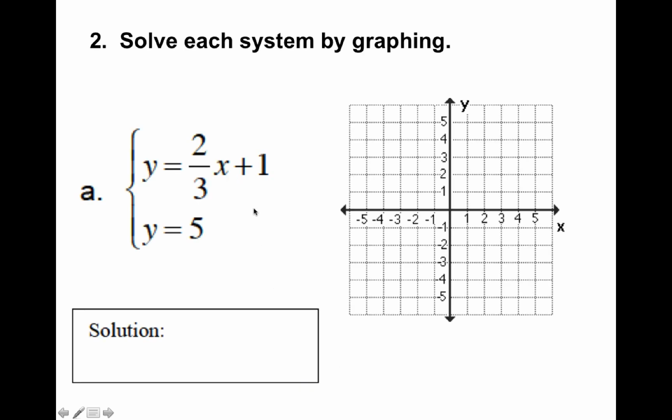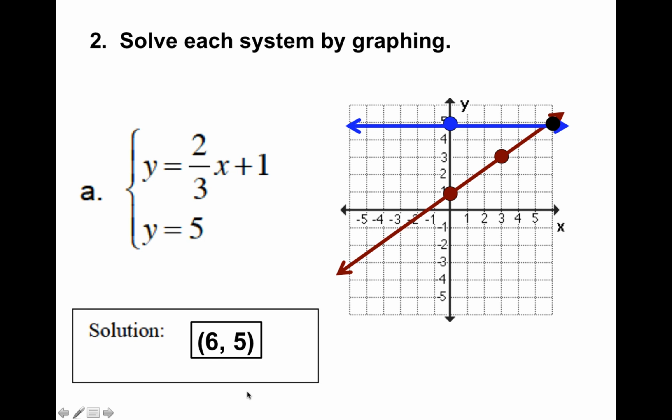So we're going to solve each system by graphing. So notice this has a y-intercept of 1 and a slope of up 2 over 3. And then we can draw on our line. To graph y equals 5, it's a flat line through y equals 5. So the solution is where the 2 lines cross. So they are crossing at (6, 5). So that is our solution. Make sure you put parentheses around your answer.